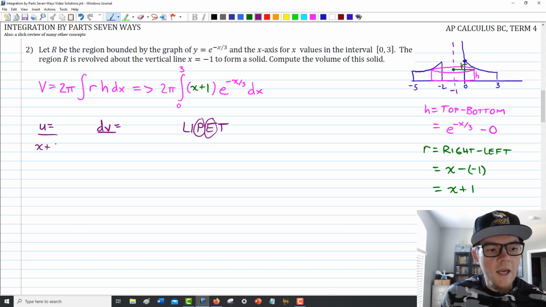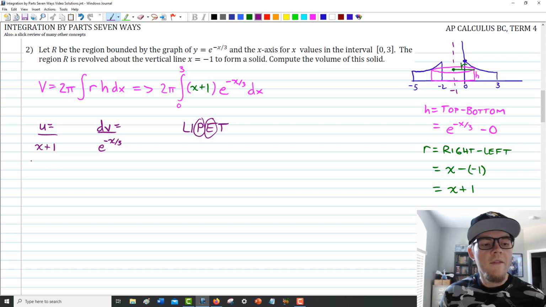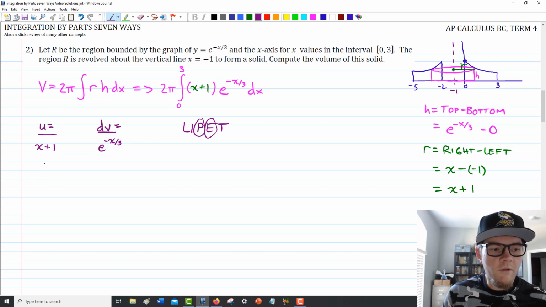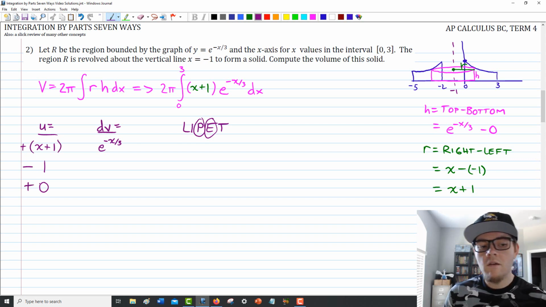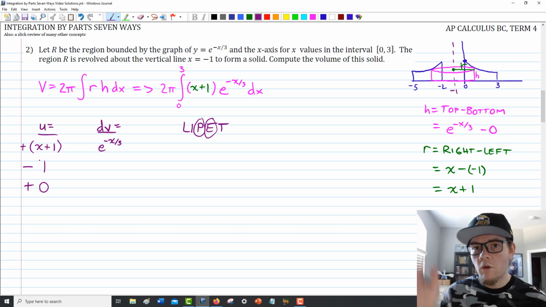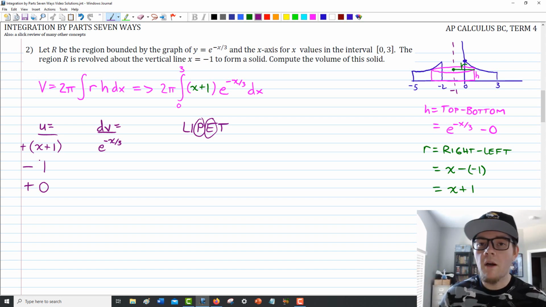So our u is going to be x plus 1. Our dv is going to be e to the negative x over 3. And then as far as du, we're going to differentiate going downward. So the derivative of x plus 1 is 1, and the derivative of 1 is 0. So remember, we can put the plus, the minus, and the plus here. Again, I'm using the tic-tac-toe kind of tabular method for integration by parts here, just because I typically do with exponential. This would work great with uv minus the integral of v du as well.